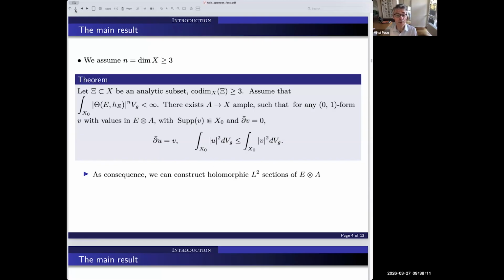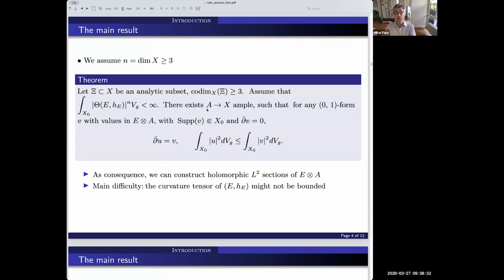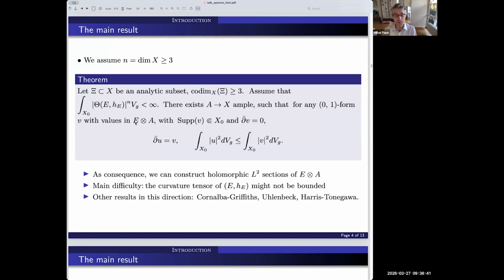And then, what is the main difficulty in this story? Well, the main difficulty is that for the curvature tensor, we only know that it satisfies some integrability assumption. It doesn't have any uniform upper bound or lower bound. So hoping that you take an ample bundle which is big enough, and it will overpower the negativity that you have, is problematic, because you don't know what's there, right? So that's the main difficulty in the story.